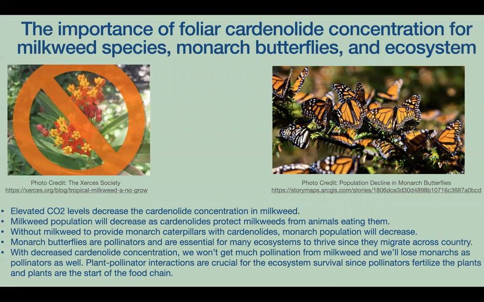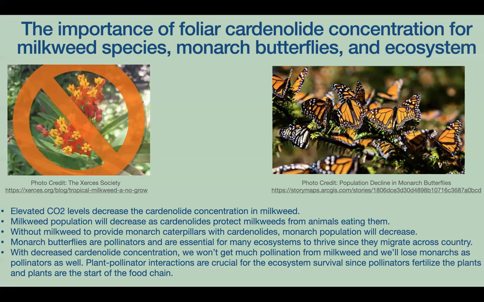Why should we care about this? We should care about this since it's about plant-pollinator interactions. Elevated CO2 levels decrease the cardenolide concentration in milkweed. Milkweed population will decrease as cardenolides protect milkweeds from animals eating them. Without milkweed to provide monarch caterpillars with cardenolides, monarch population will decrease as well.